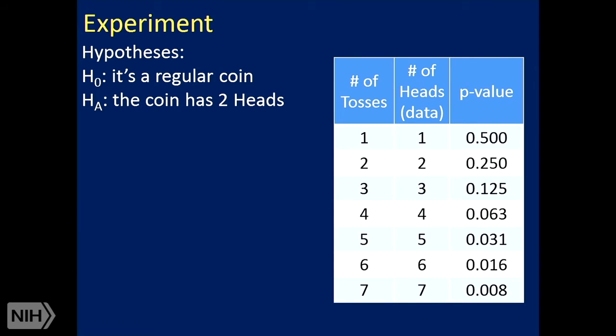Okay, what is the chance of getting 2 heads in a row if I were tossing the regular coin? It's 0.25. It's half times half. 3 in a row, 0.125. 4 in a row, 0.063. That's the p-value. That's the p-value. It's the chance of getting the data you got under the null hypothesis, if you were actually tossing the regular coin. Yes?